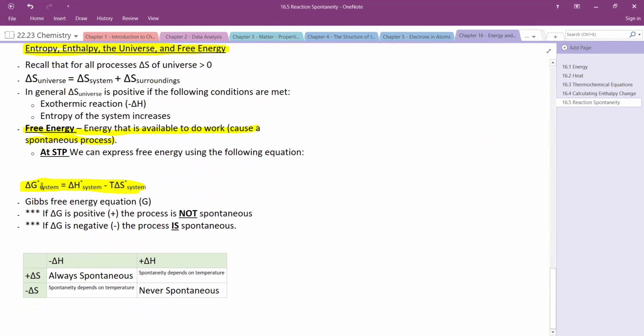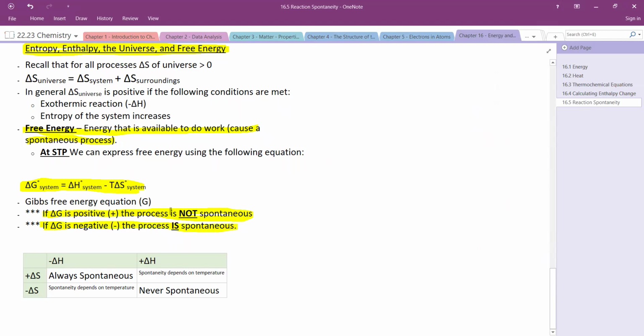Our free energy, which is the energy available to do work, is our delta H naught of our system, minus T delta S, where T is our temperature. So you take the enthalpy change and you subtract off the product of the temperature times your change in entropy. All right. If delta G is positive, then this process is not spontaneous. If delta G is negative, then this process is spontaneous.